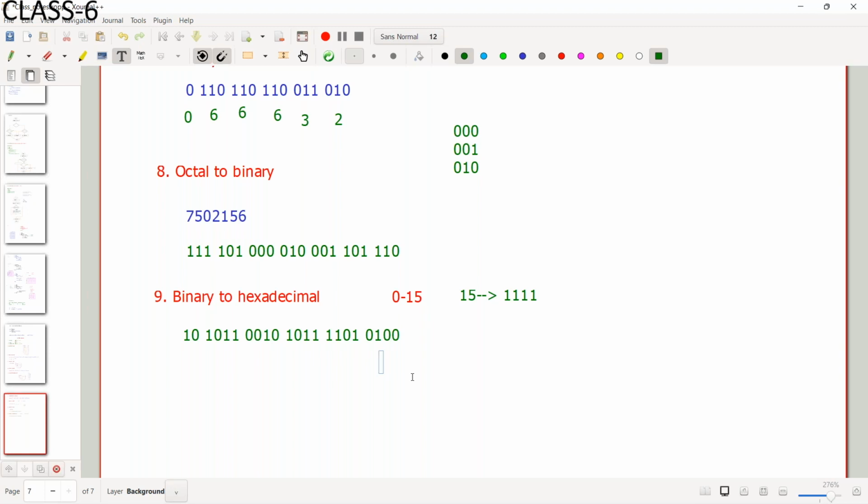0100. What is the equivalent representation in hexadecimal? So the digits that we are using are 0 to 9 and A to F. Okay, so using that we have to represent it. So 0100, that is 4. 1101, what is 1101? That is 13 and that is D. Then 1011, that is 11, so that is B.